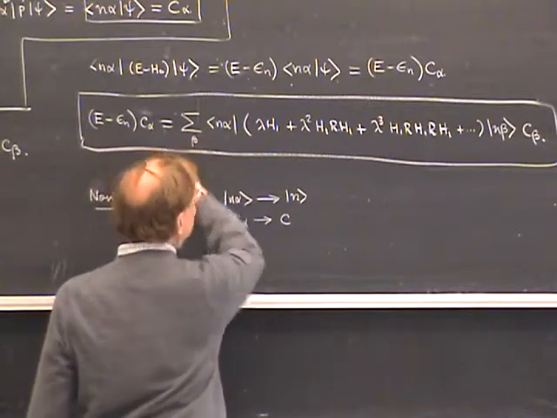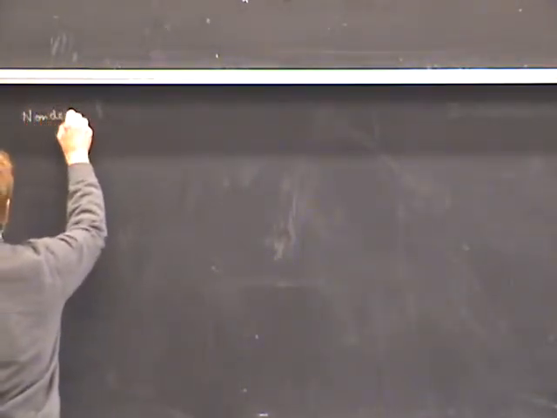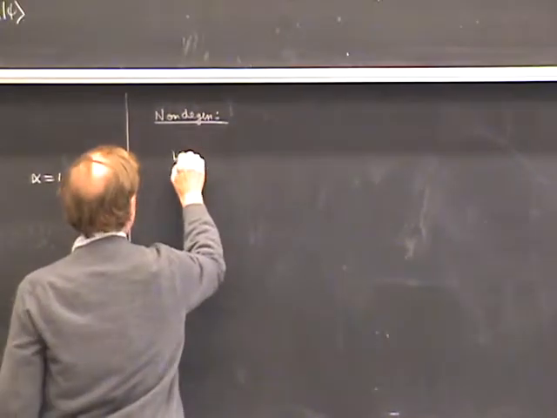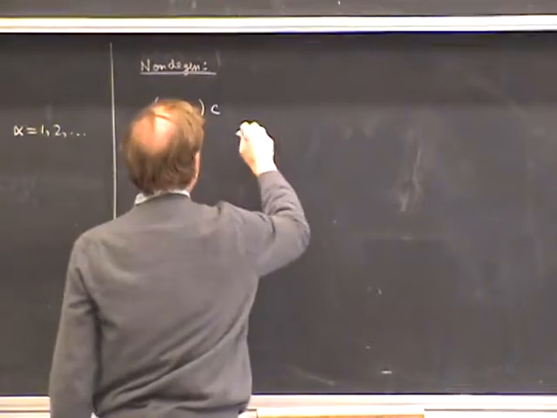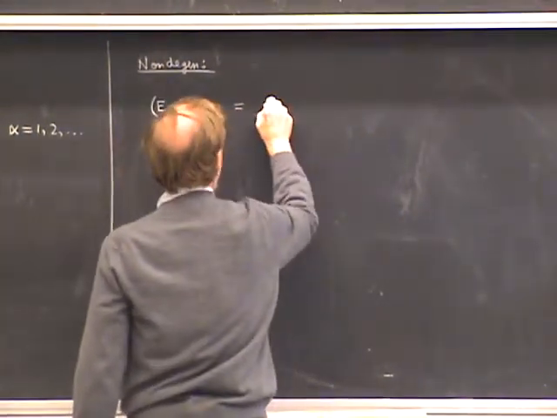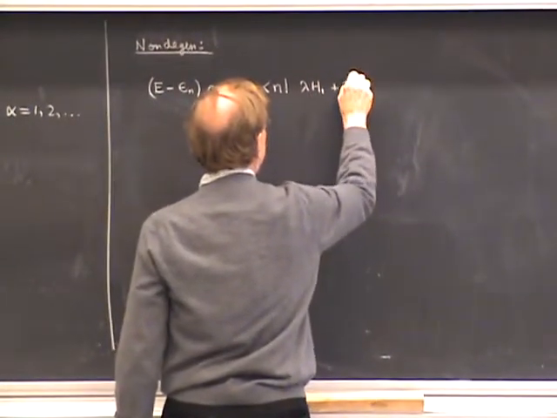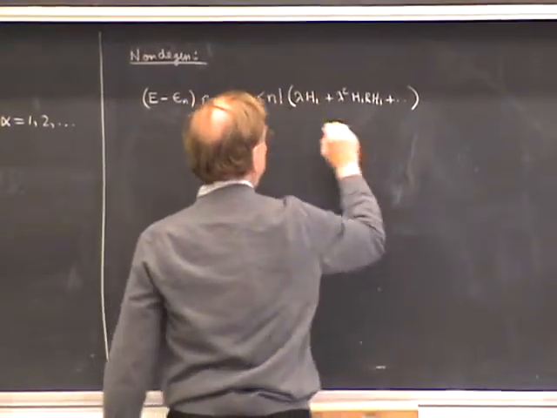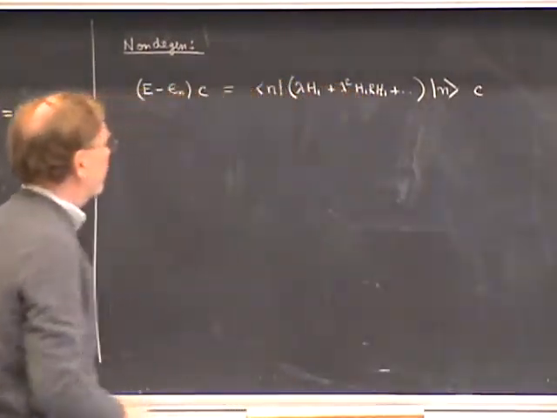The sum goes away. And if we do this, and we just write this out, for the non-degenerate case the energy equation, which is that boxed equation up there, becomes E minus epsilon n times c, because there's only one c. The sum over beta goes away. The n alpha just becomes n. Then we have lambda H1 plus lambda squared H1R H1 plus dot dot dot as the operator, and then we've got n on the right, and c beta just turns into c again, like this.